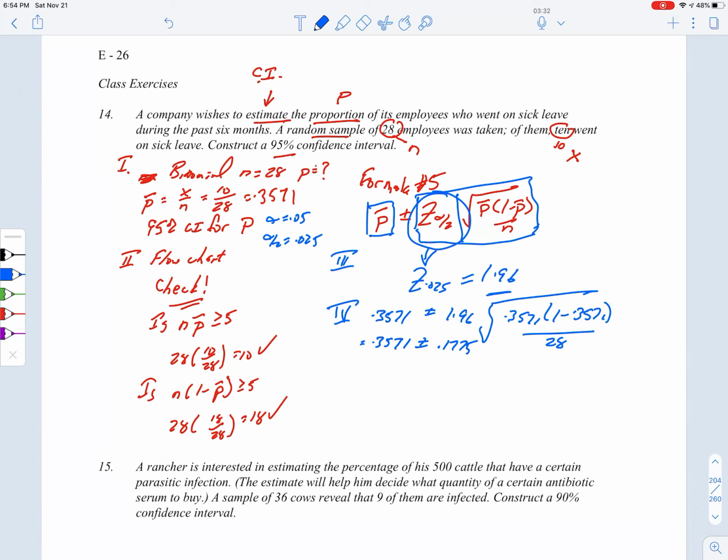And that's going to give us a lower bound here of 0.1796, and 0.5346, which we're going to take to a couple of decimal places.